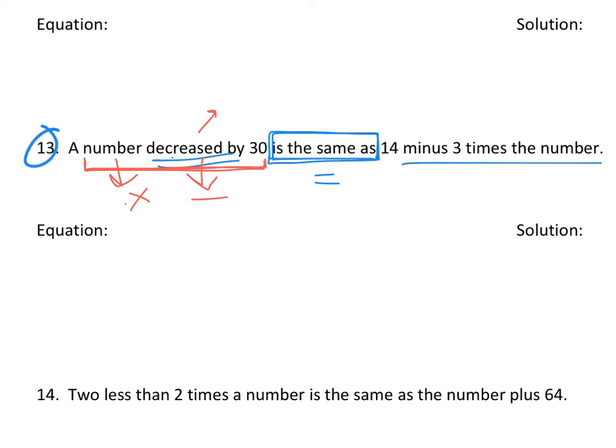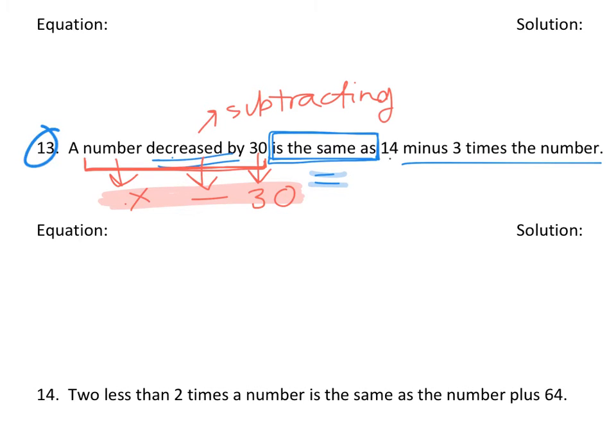Subtracting. Very good. So decreased means we are subtracting. So it's decreased by 30. On the first side of my equal sign, I have x minus 30. X decreased, or a number decreased by 30. Then I have my equal sign. Now let's work on the other side.